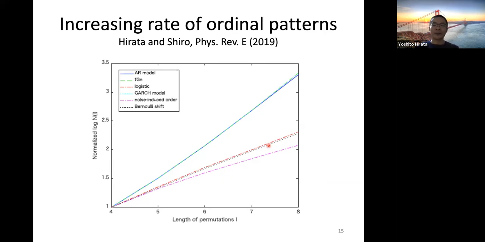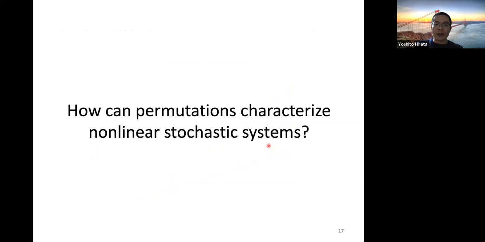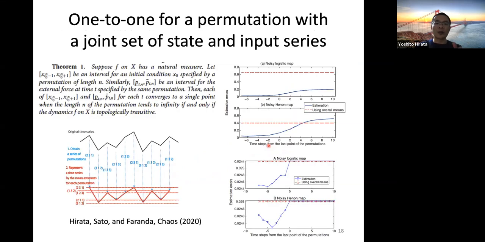To overcome this problem, I first looked into why the permutation or ordinal pattern can be used for characterizing stochastic systems. Eventually, the permutation can characterize nonlinear stochastic systems. That's because the permutation can establish a one-to-one correspondence between the joint set of state and input series in the limit of the size of the permutation going to infinity. This is the statement of the theorem we published a year ago.